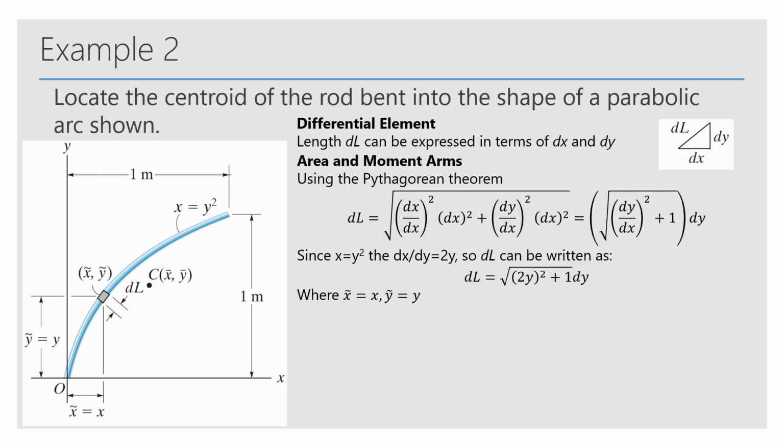And when we look for the length, we'll use the Pythagorean theorem, where we have dL equals the following equation. And since we know that x equals y squared, then we have dx over dy equals 2y. So we end up having that dL equals the square root of (2y) squared plus 1 dy, where our arbitrary x equals x and our arbitrary y equals y.